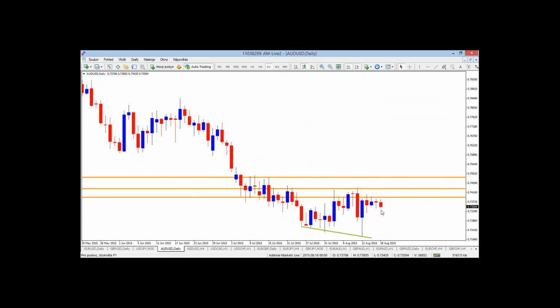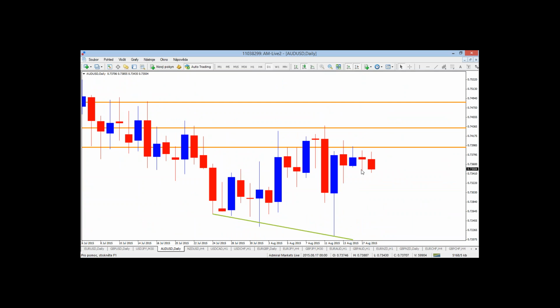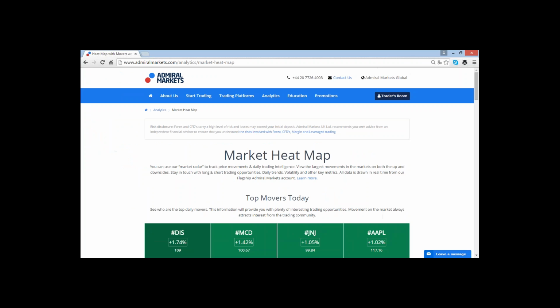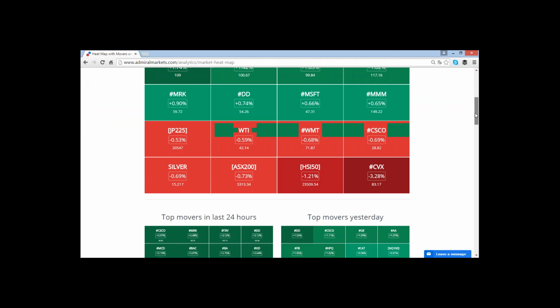AUD/USD was just a slow day. Probably AUD/USD would not be a good one either, because look at yesterday's daily candle. We'll look at the last 3 days for that matter. What do we have? 45 pip day. And that's something, let me drag here the heat map, because that's something we can see quickly.